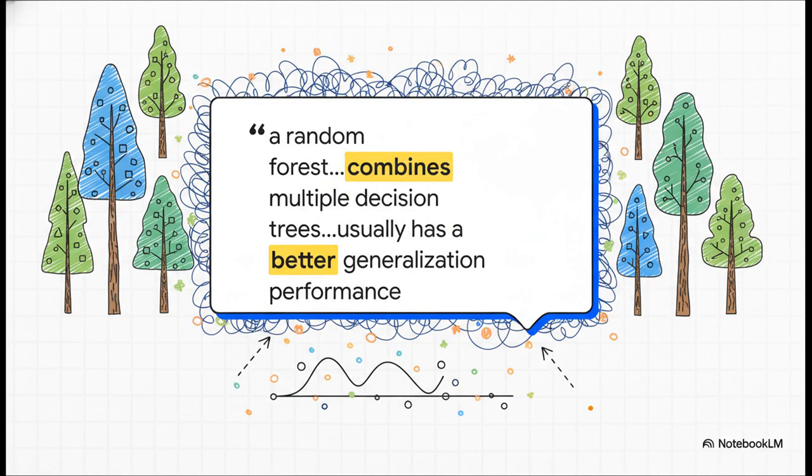Now, a single decision tree can be powerful, but it can also get a little obsessed with the training data and not work so well on new stuff. So what's better than one tree? A whole forest of them. A random forest is just a collection of many different decision trees. It builds a bunch of them, each one slightly different, and then it averages their predictions. It's like asking a committee of experts for their opinion.